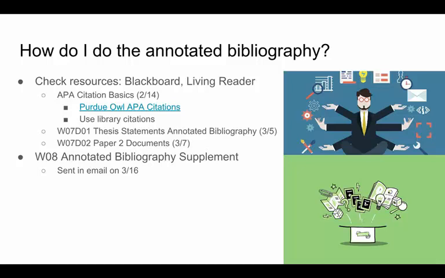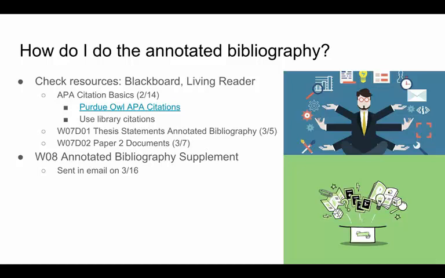The next part I want to draw your attention to is the document that is called Week 7, Day 1, Thesis Statements, Annotated Bibliography. So this was a two-sided paper that was given out in class on March 5th, and the first part is not relevant, but the second part is going to be relevant because it's going to give us the instructions and the basics for how we're going to be writing the annotated bibliography.